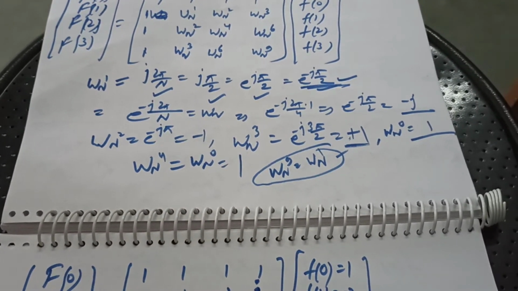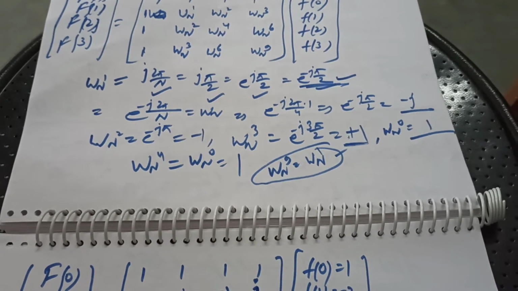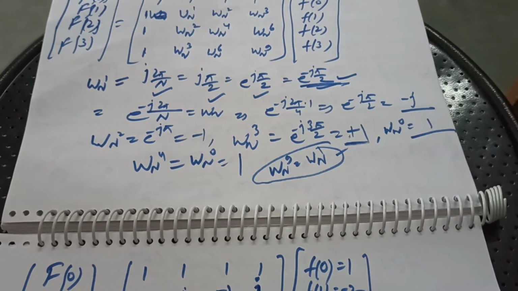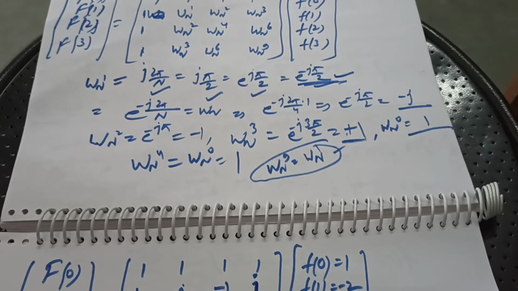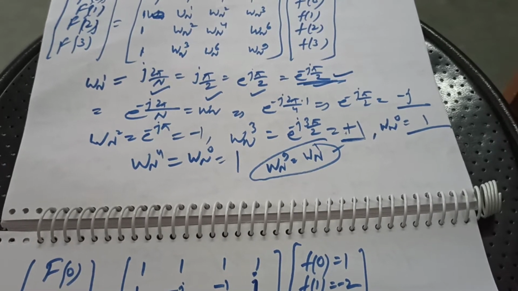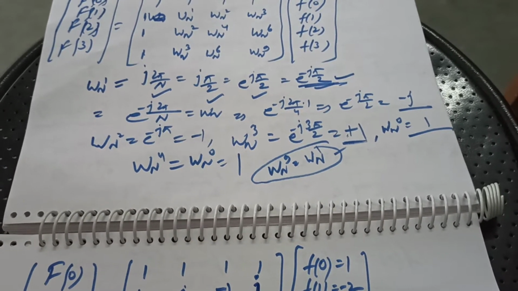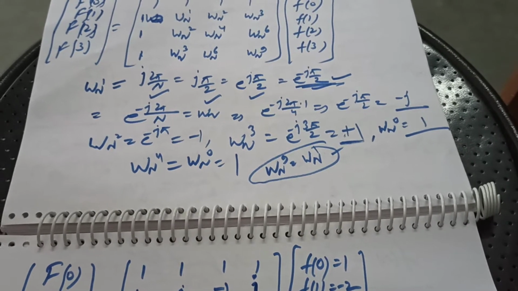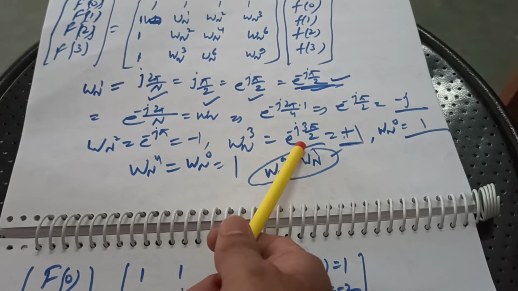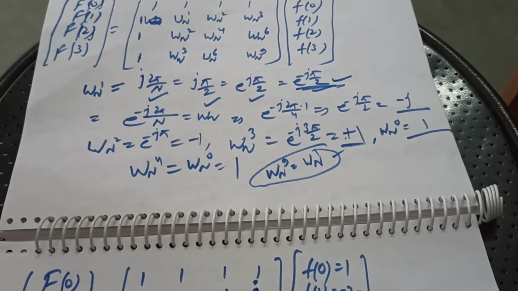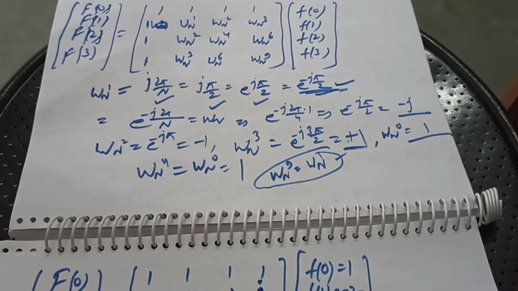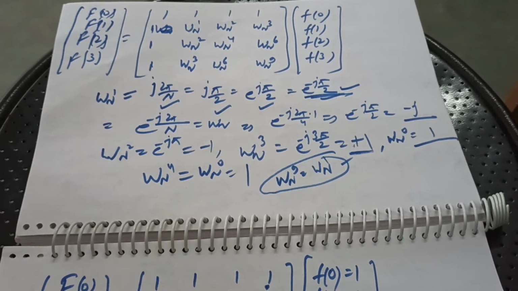Now coming back to Wn3, it is nothing but e to the power minus j 3 pi by 2 because capital N is 4 and kn is 3, and 2 cancels the 4, so we get 3 pi by 2. Now we are well versed that Wn4 will be equal to Wn0, which equals Wn1.